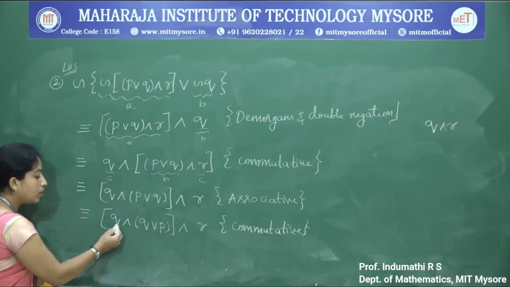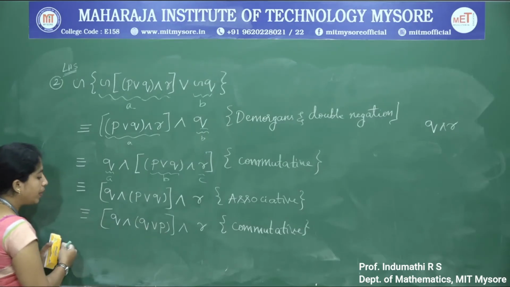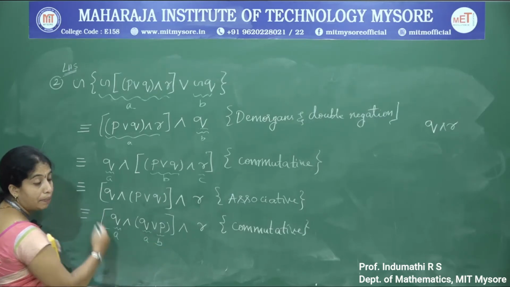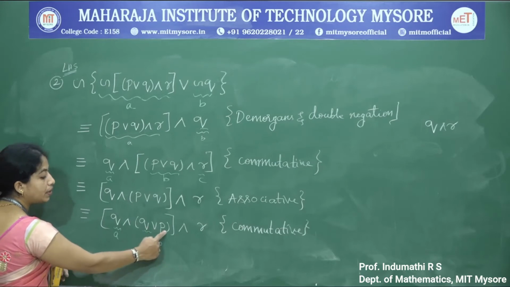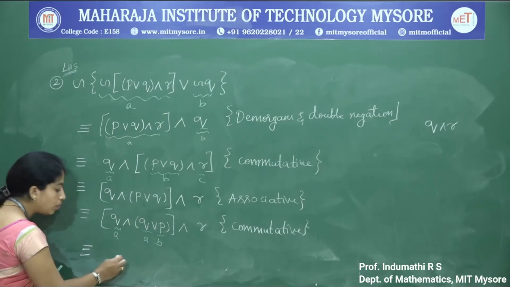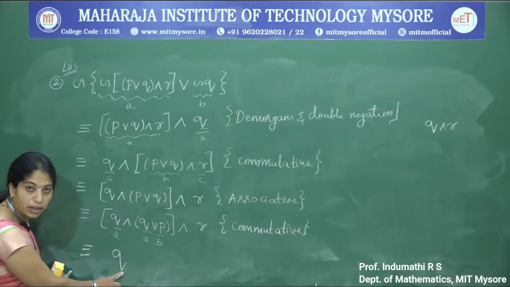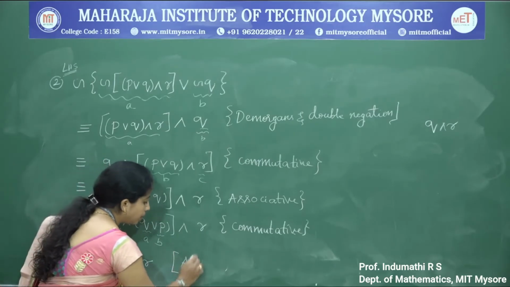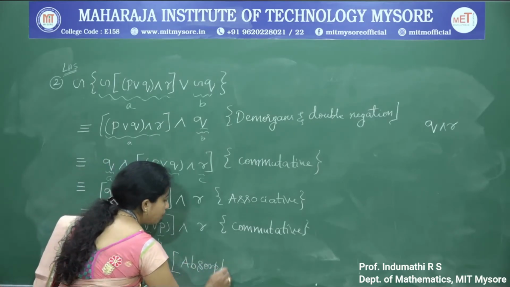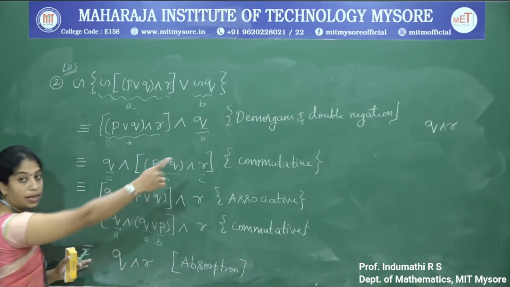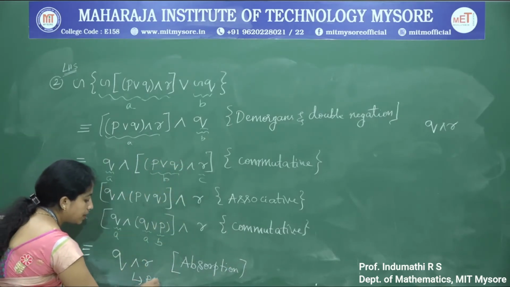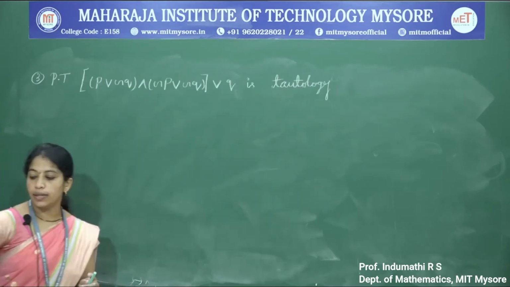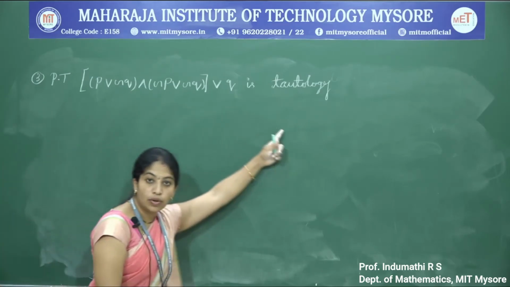See the next step. Q conjunction (Q disjunction P). Imagine this term is A, and this term will be B. A conjunction (A disjunction B) is logically equivalent to A. What is that A? A is nothing but Q. This is by using law of absorption. This is the RHS part. Therefore, the LHS part is logically equivalent to the RHS. So this compound proposition is a tautology.